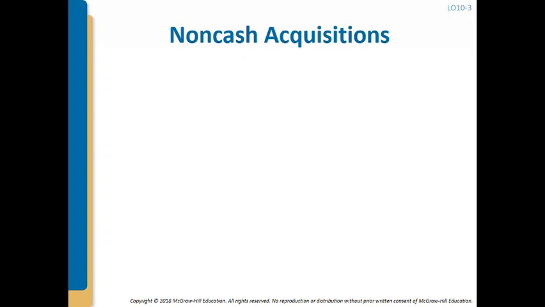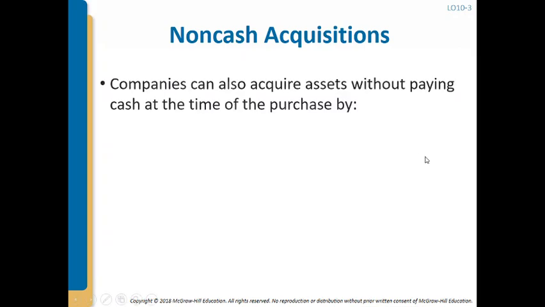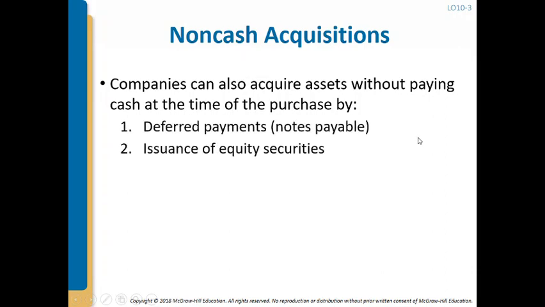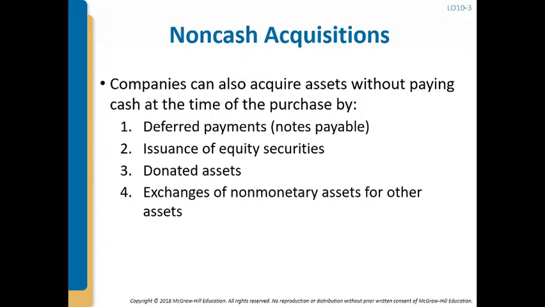Let's talk about non-cash acquisitions. So this can come from 4 different situations. Deferred payments, such as notes payable, an issuance of equity securities, stock. You might have assets donated to you from an unrelated party, such as a municipality. Or you could have an exchange of non-monetary assets for other assets.